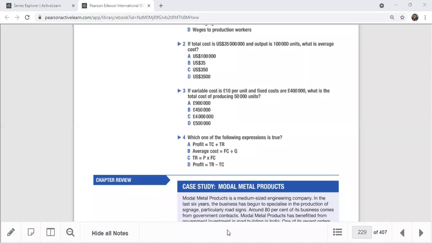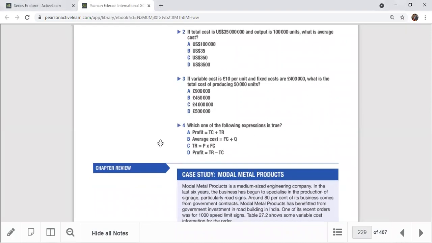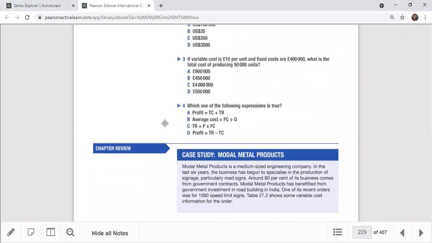Okay, the last question I'm giving to Ammar. Which one of the following expressions is true? D. Profit equals total revenue minus total cost. That's the correct answer. Others are wrong. A, B, C are wrong. Average cost is not FC over Q, it's TC over Q. So the correct answer here is the profit formula. Profit equals total revenue minus total cost, right?